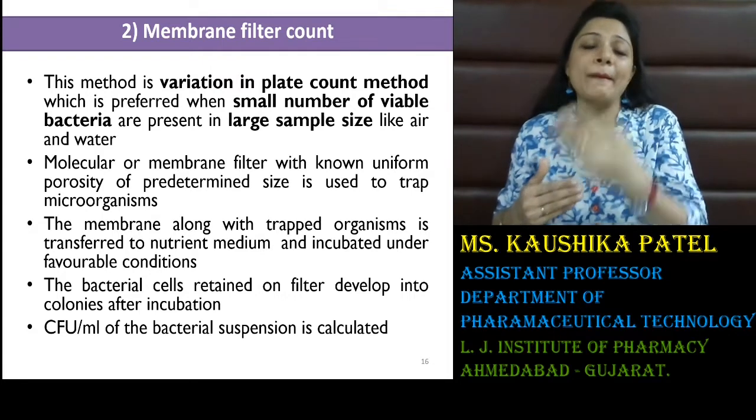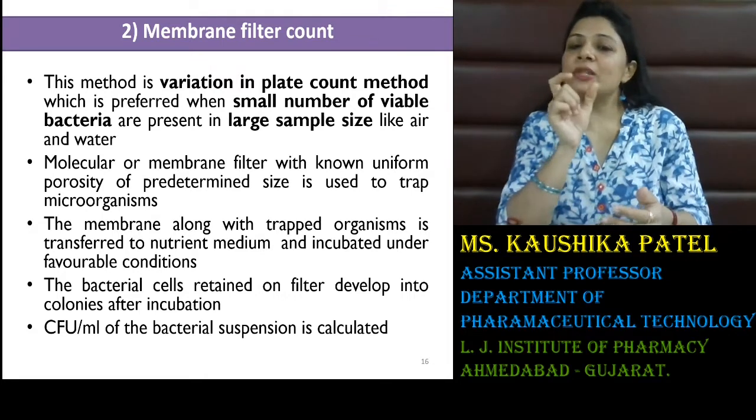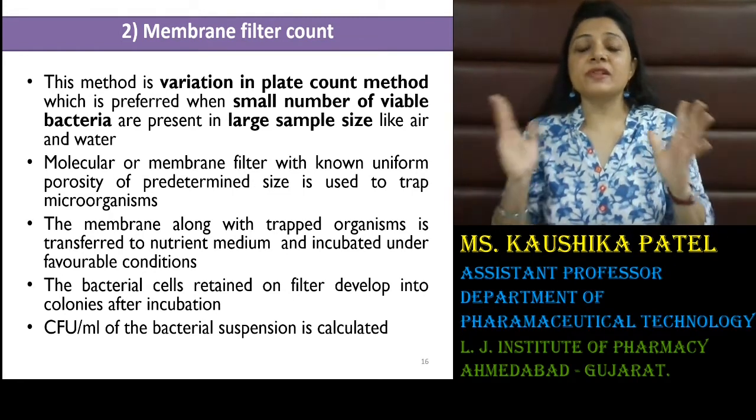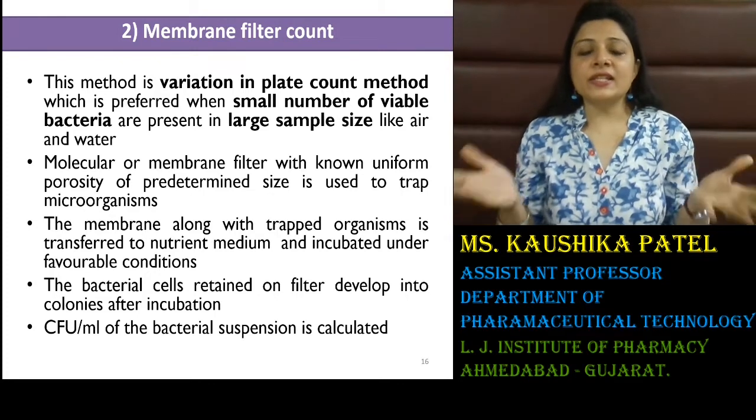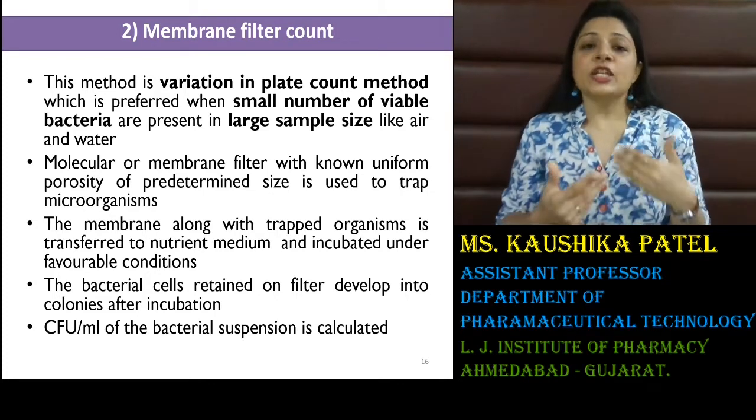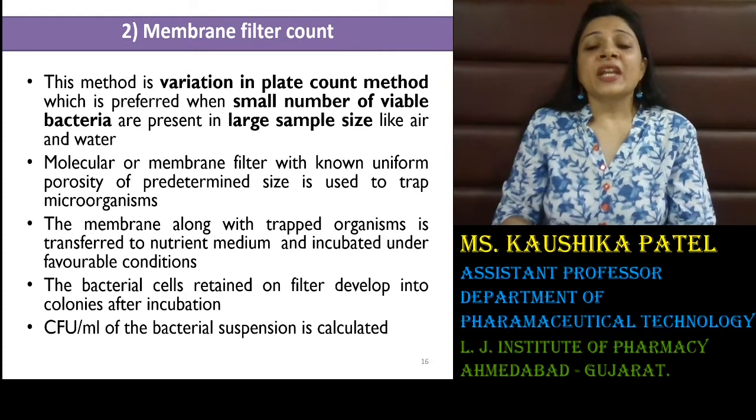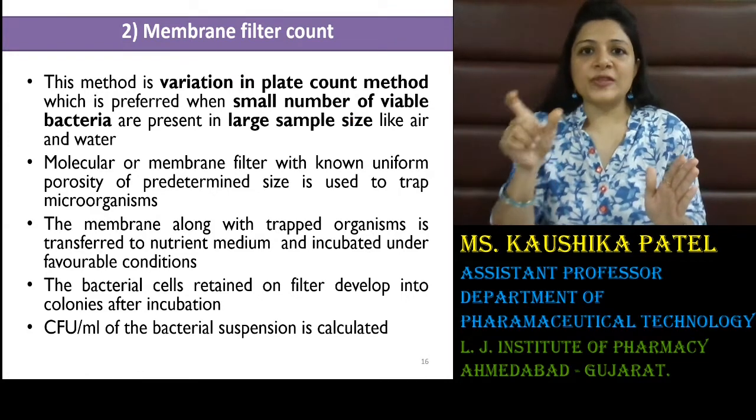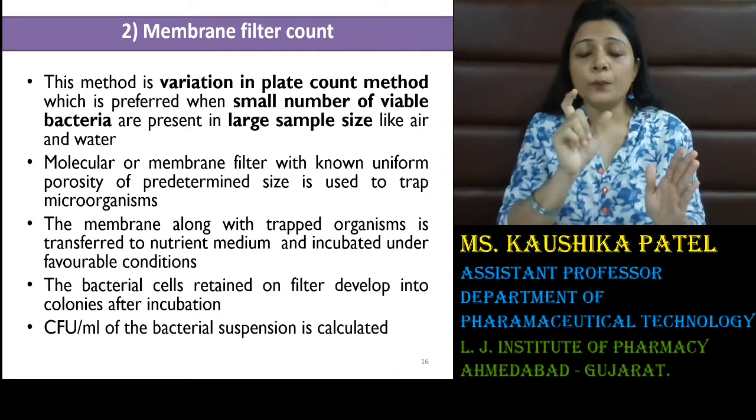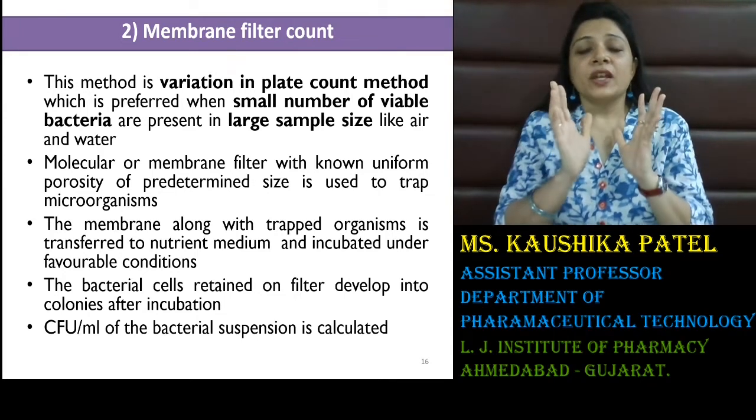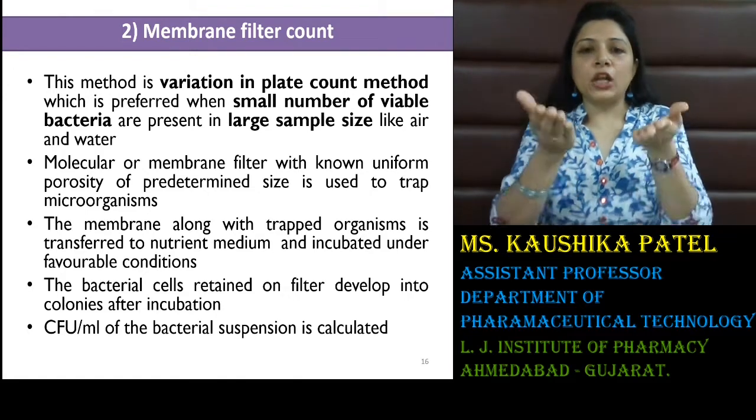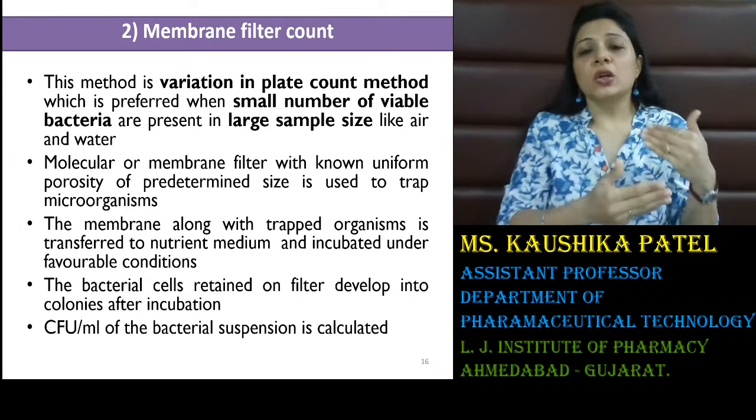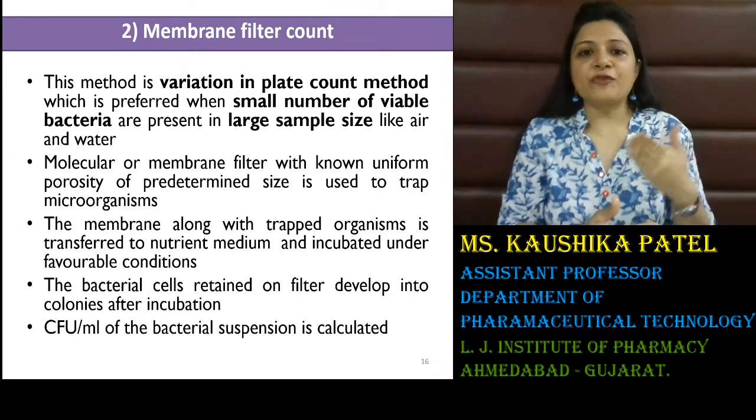Membrane filter method is used when the bacterial load is very small and the sample size is large, like air. You want to measure the number of bacterial cells present in a room, in an empty room. Then the cells number will be less compared to the sample size. So then you have to go for membrane filter method. In this method, you have to pass the sample through a membrane filter having predetermined pore size, and then the entire membrane along with the cells which are filtered, you have to inoculate on the culture medium, allow the colonies to develop, and then count the CFU per ml.